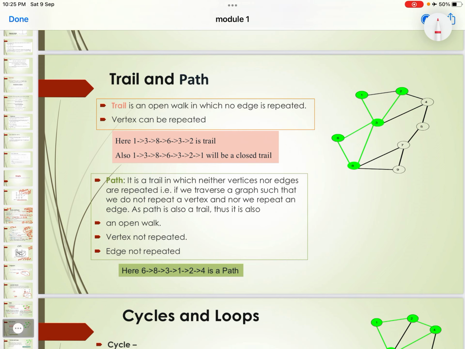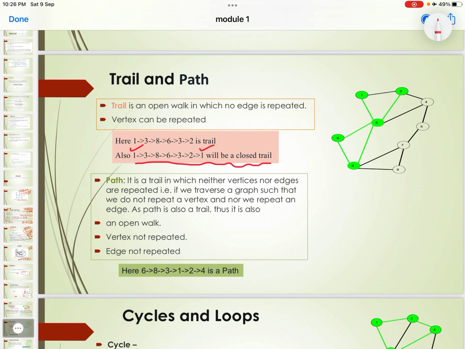Trail is an open walk in which no edge is repeated. Vertex can be repeated. So trail is where no edge can be repeated. So it is nothing but an open walk where no edge is repeated. So your 1, 3, 8, 6, 3, 2 is a trail. Also 1, 3, 8, 6, 3, 2, 1 will be a closed trail. So a trail is an open walk in which no edge is repeated, but vertex can be repeated. So this is your thing. You can repeat 1 and 1 because it is a vertex. So vertex can be repeated.